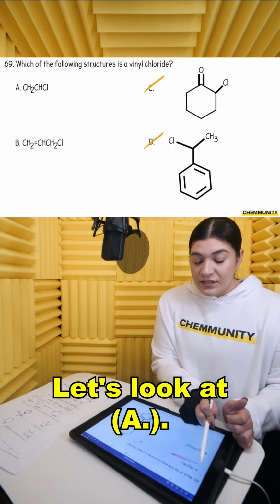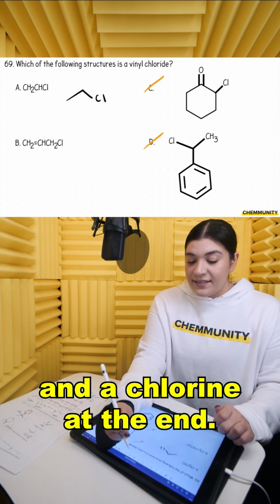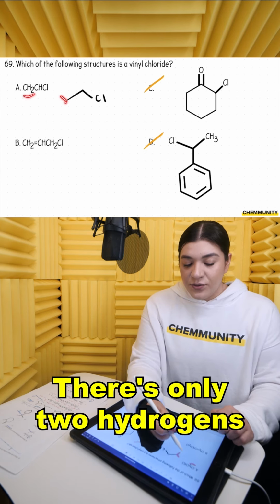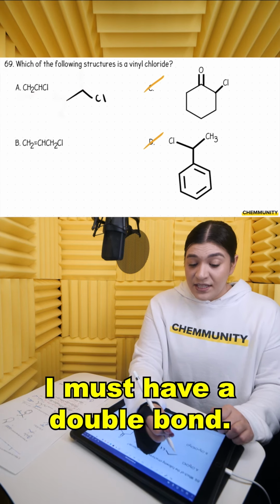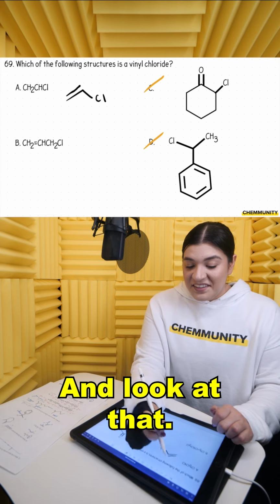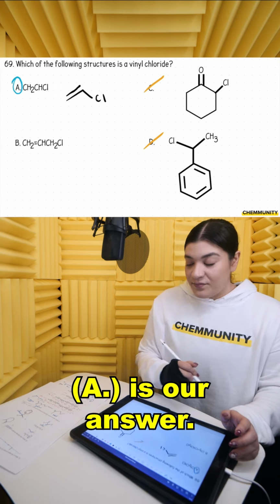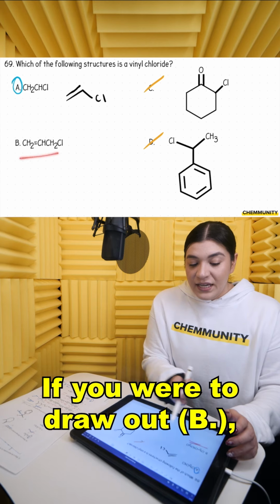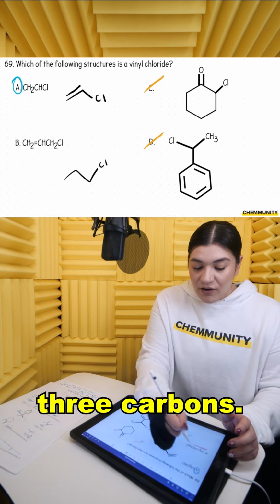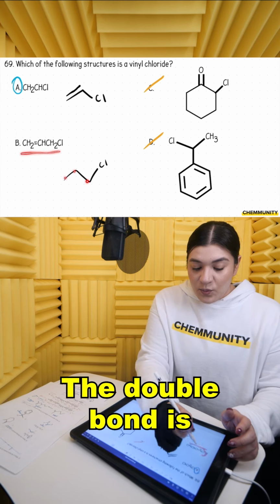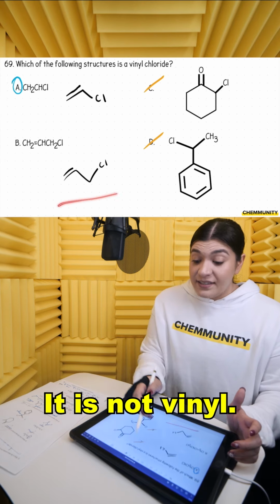And what about, let's look at A. Let's draw that out. There's 2 carbons and a chlorine at the end. I have a CH2 here. There's only 2 hydrogens and only 1 hydrogen here. To do that, I must have a double bond. And look at that. That's our vinyl chloride. A is our answer. If you were to draw out B, it would look like this, where we now have 3 carbons. The double bond is at the very end, so that actually is allylic. It is not vinyl.